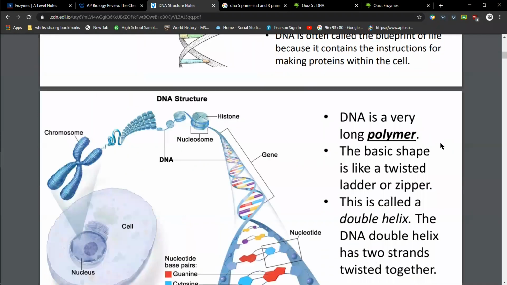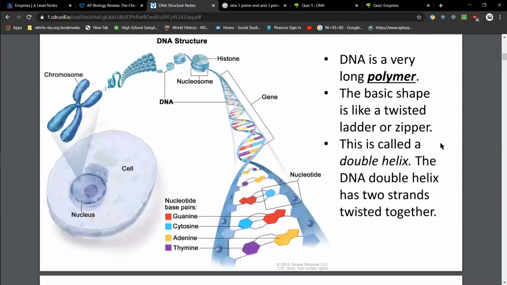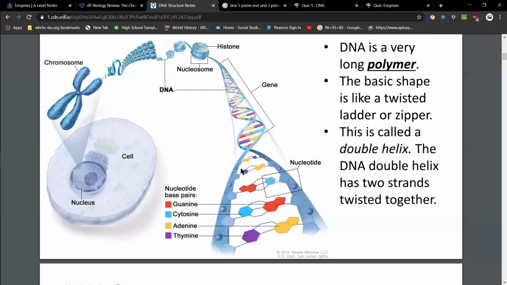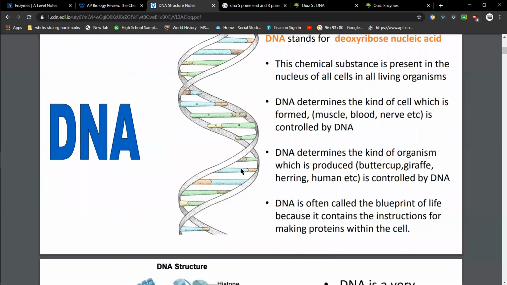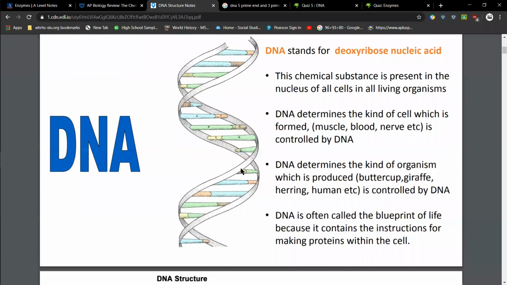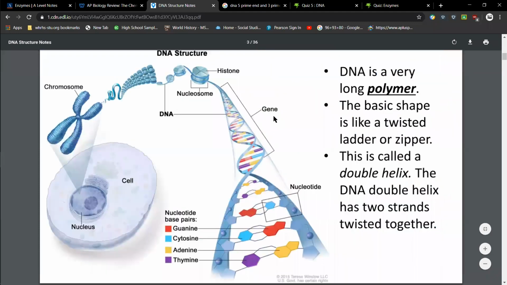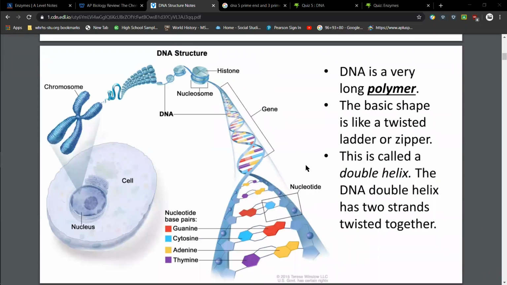So DNA structure. DNA is a polymer. If you remember, that's just a macromolecule made up of subunits. So the basic shape of DNA is like a ladder. And if you look here, you can see the outside of the DNA is deoxyribonucleic acid. We'll get into how that's named, and it'll make more sense. So the basic shape of DNA is a helix. The reason that we call it a helix is because you can see this intertwining shape of the strands winding up and down. So that's what we call the double helix.